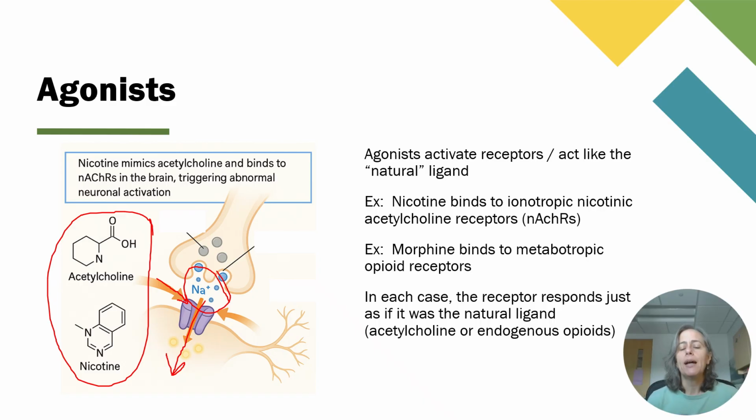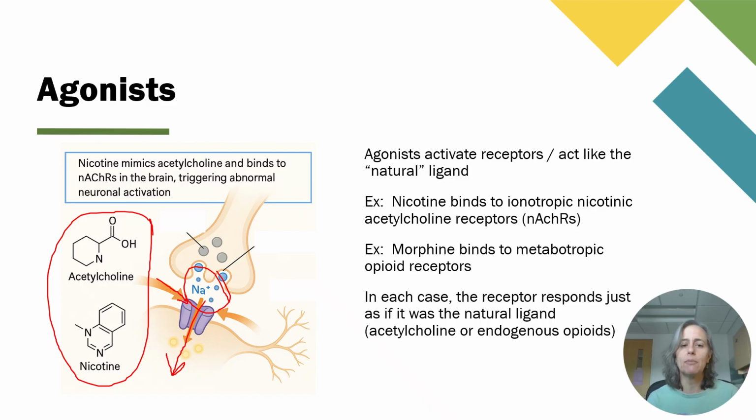Morphine, for example, binds to opioid receptors. That shouldn't be surprising. We have natural opioid receptors because we have natural opioids that get produced in our bodies, and they tend to be metabotropic, and morphine will bind them and activate them the same way that the endogenous opioids would, actually a bit stronger. So in each case, the receptor is almost being tricked. It's acting as if it's the ligand it normally expects that we would have within our body, right? Whether that be acetylcholine in the case of nicotine or endogenous opioids in the case of morphine. So it's a mimic.